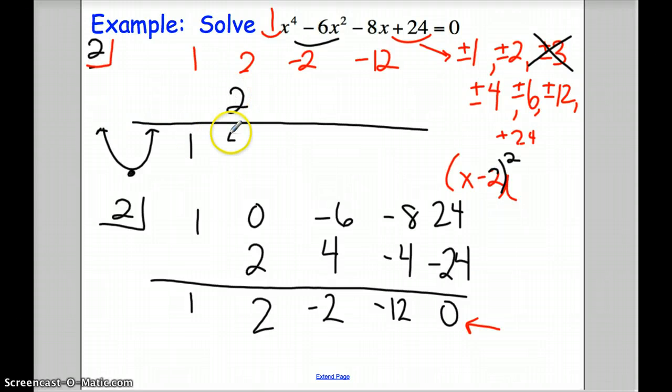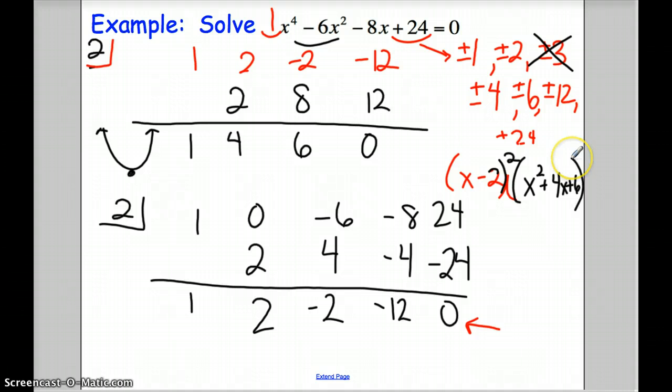2, add them, I get 4, multiply them, I get 8, add them, I get 6, multiply them, I get 12. So x minus 2 squared are 2 of the factors. And now we're at the point where it's x squared plus 4x plus 6. Once you hit the quadratic stage, you can either continue factoring if you like, or you move on to using your quadratic formula.